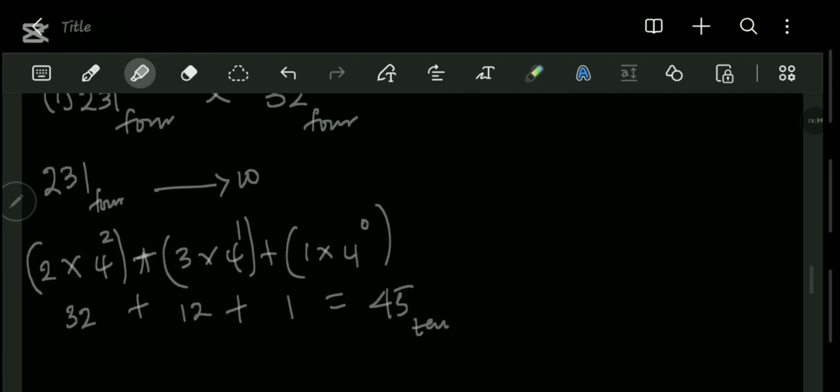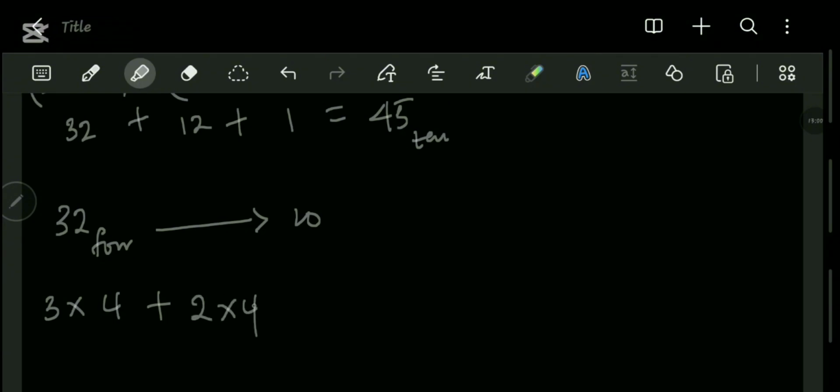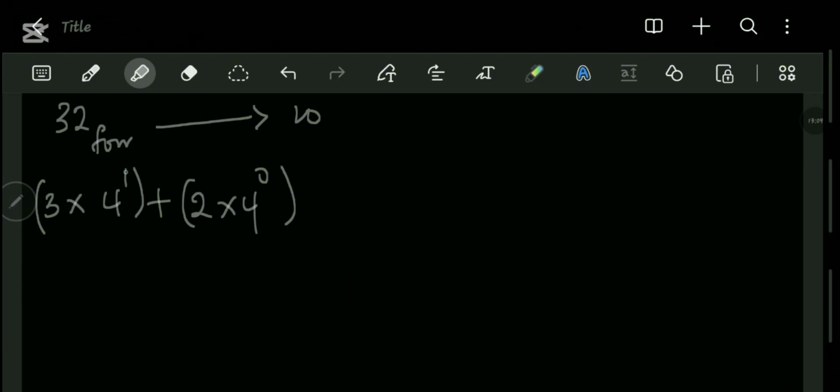So I've converted this one to base 10. Now I'm converting this one to base 10. I'm having 32 in base 4. I'm converting this also to a number in base 10. So I'm to multiply each of the digits here with the original base it has. So 3 times 4 to the power 1, plus 2 times 4 to the power 0. I'm having just 2 terms here, so this 0 and this 1. Are you seeing that? So 4 to power 1 is 4. 4 times 3 is 12, plus 4 to power 0 is 1, and 1 times 2 is 2. So when you add 2 to 12, you have 14 in base 10.